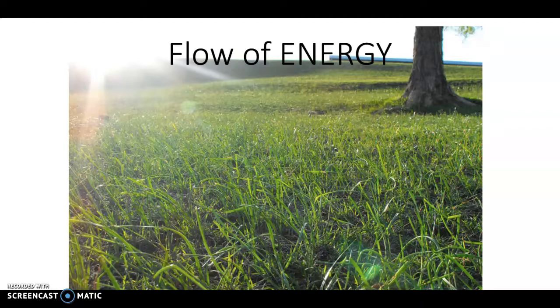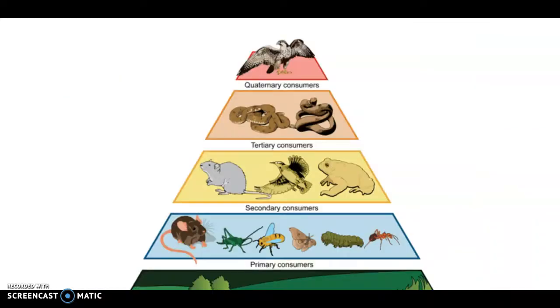So let me go to my next slide. Here's our trophic pyramid that we learned about last week. Energy will flow through an ecosystem in one direction. So the energy starts with the sun, right? And the sun provides energy for our producers, and producers provide energy for our primary consumers. And then our primary consumers provide energy for the secondary consumers. So the energy is flowing up one direction. Energy is passed from organisms at one trophic level or energy level to organisms in the next trophic level.